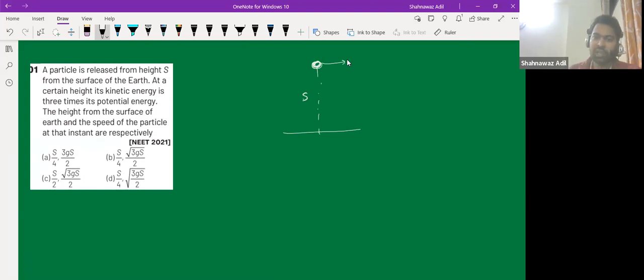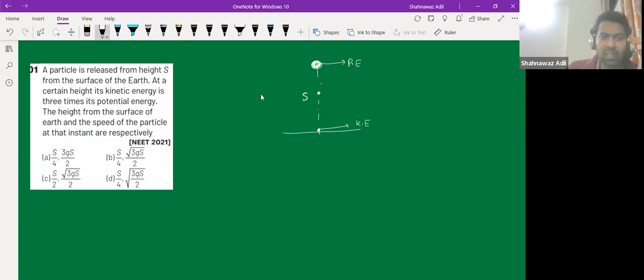Gravitational force. And what is the only energy that is there? Kinetic energy, sir. It is at rest. So will there be any kinetic energy? At rest, there won't be any kinetic energy. So only one energy would be there, potential energy. So at this place, only potential energy. At this place, only kinetic energy. And let's say at this place.